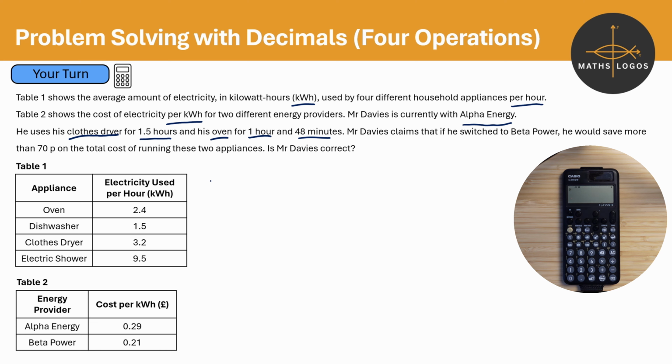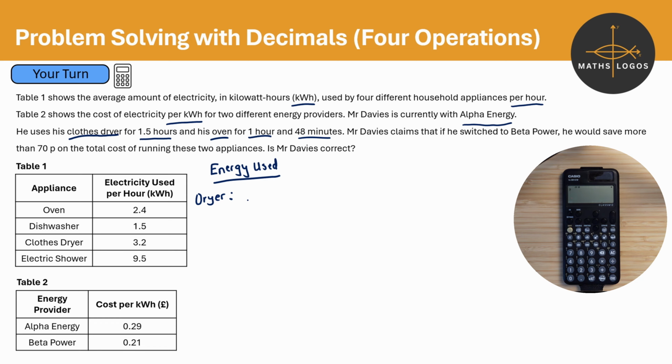So let's look at those in turn. I'm going to say the energy used, again just using words to help structure my working out. And then we're going to look at the clothes dryer. So I'll say the dryer, and we'll work out how much energy he used for that.